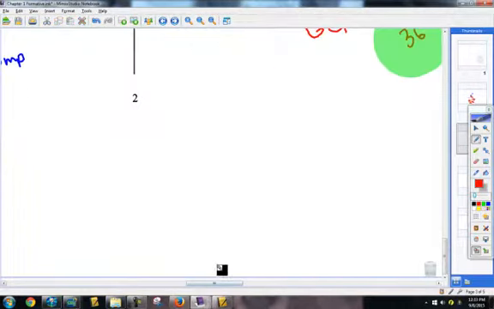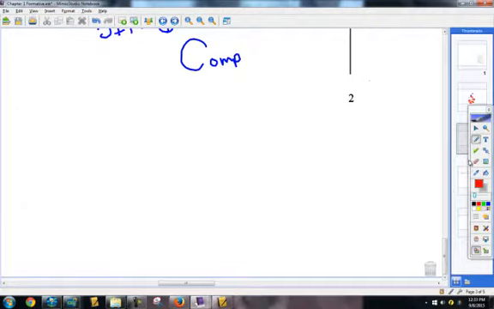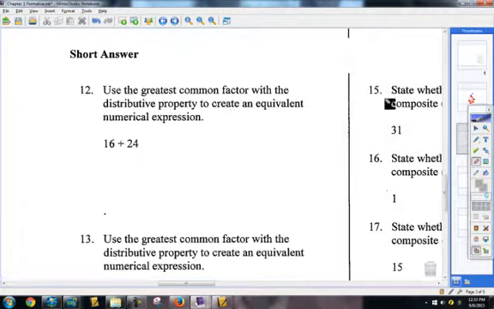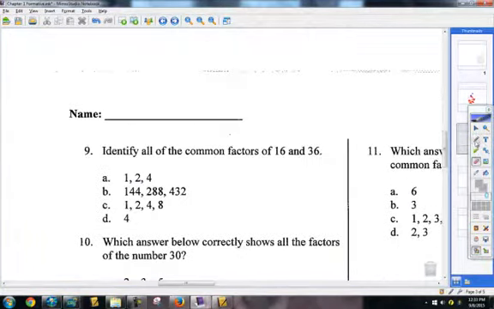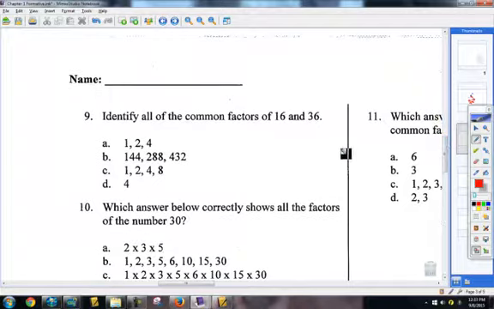Okay, page 2. I'm going to start going a little quicker here because now we all should be good as far as the answers go. Okay, number 9, identify all the common factors of 16 and 36. What is the one factor that all numbers share? 1, right? So can I eliminate letter B and letter D right away? All right, and then you could just list all the factors of 16.